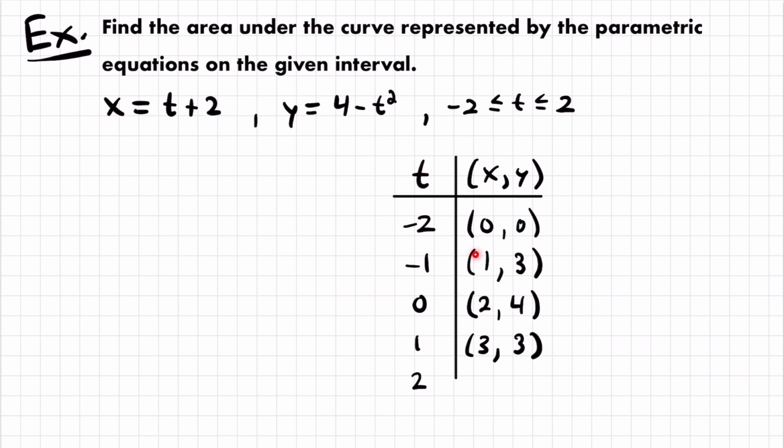And then finally, when t equals 2, we'll have 2 plus 2 for x, which is 4. So we'll have 4. And then for y, we'll have 4 minus 2 squared, which is 4 minus 4, which is 0. So our y coordinate is 0.